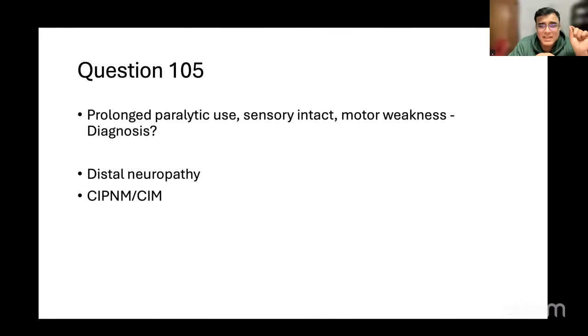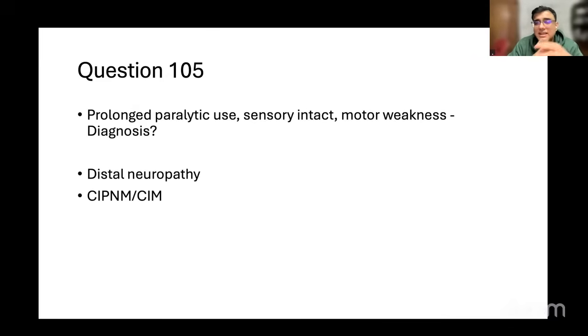It will have sensory sparing. It will mostly be motor. The risk factors are septic shock, prolonged illness, use of steroids, polymyxins, right? And neuromuscular blocking agents, and certain antibiotics like polymyxin. So all of these are risk factors.